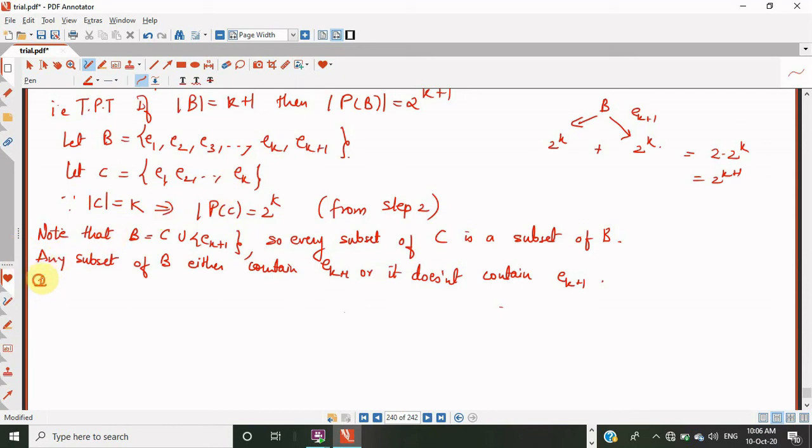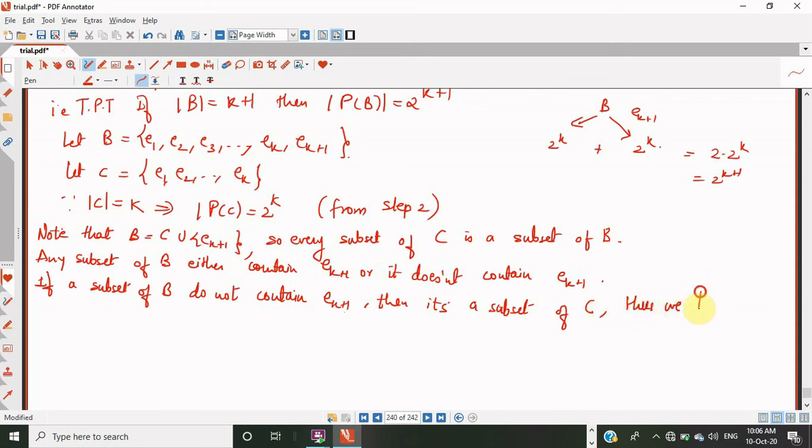First step: if a subset of B does not contain e_{k+1}, then it is a subset of C, and thus we have 2 raised to k such subsets of B.